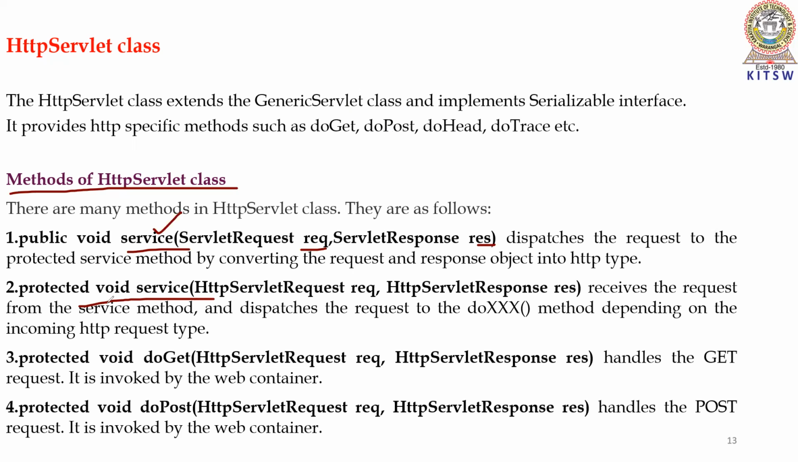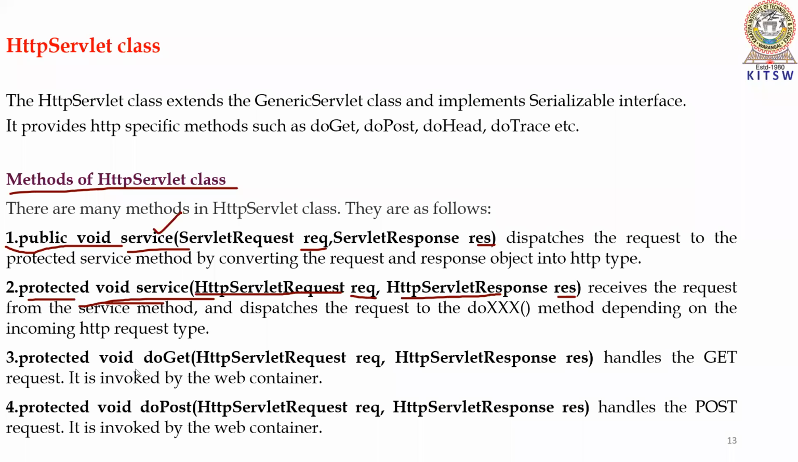Next one is public void service and protected void service. This is the public void service method. This is the protected service method. Here, the difference is that this accepts an HttpServletRequest object and an HttpServletResponse object. Same functionality.